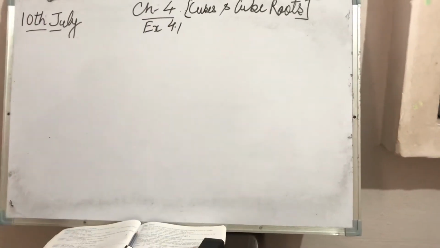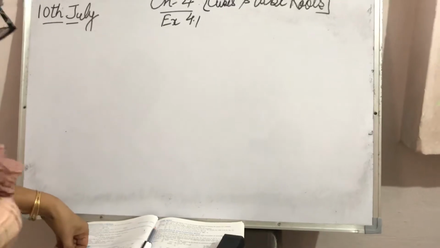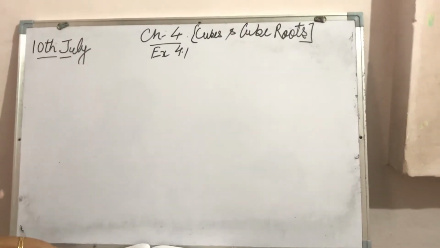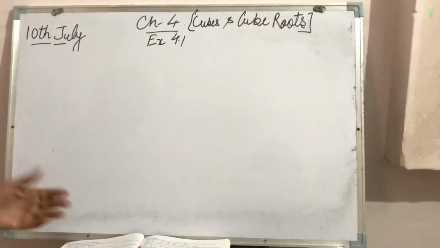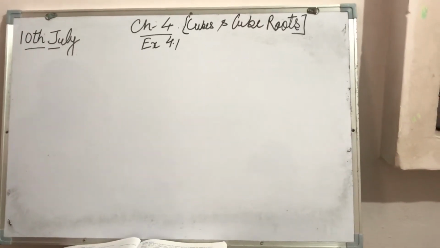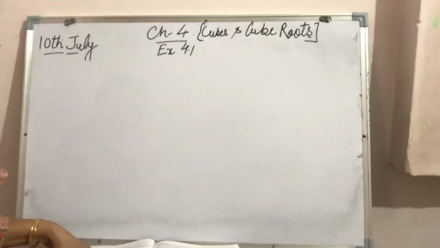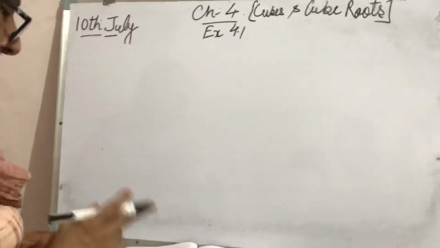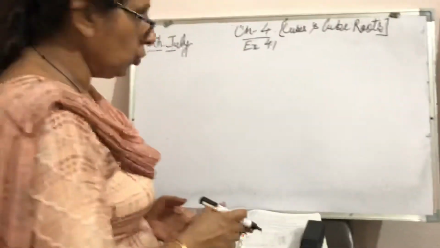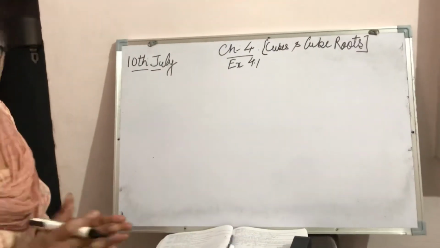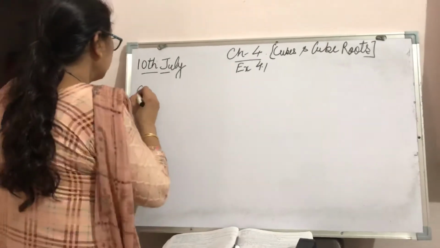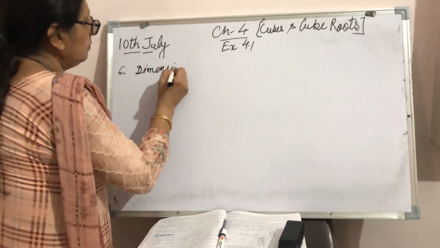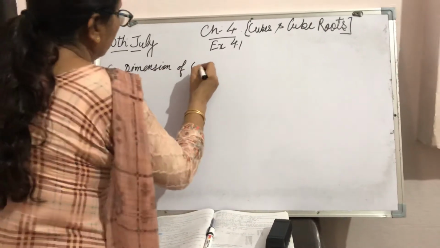Then sixth question is, how many cuboids of sides 6 cm, 3 cm and 6 cm will be needed to form a cube of side 6 cm? Dimension of cuboid is provided, and dimension of cube means side of cube. We have to find the number of cubes. So question number 6, first of all write down dimension of cuboid.